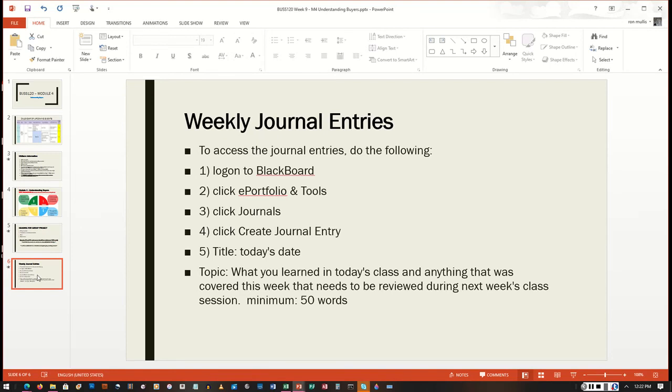After you get done with the group project, make sure that you're doing your weekly journal entries. This is how you get to the weekly journal entries. Make sure that you use today's date as the title, and the topic is the same as it's been the past 8 weeks. What did you learn in today's class? And if there's anything that we discussed today that you would like to have reviewed for next week's class session. It needs to be a minimum of 50 words. Any questions?